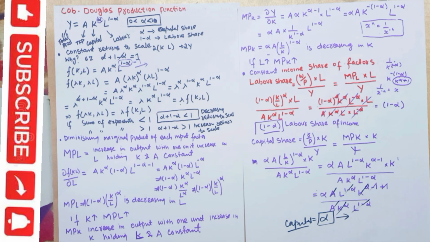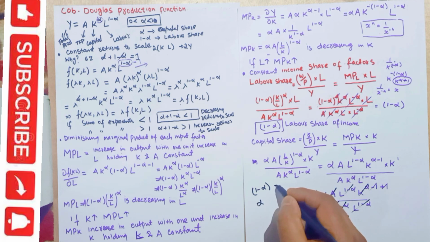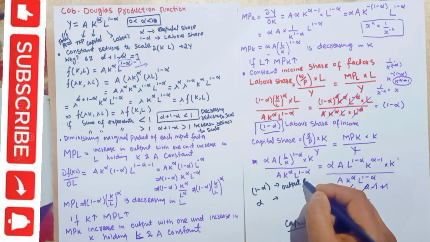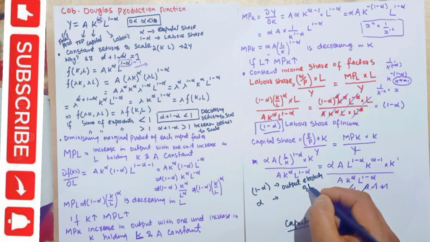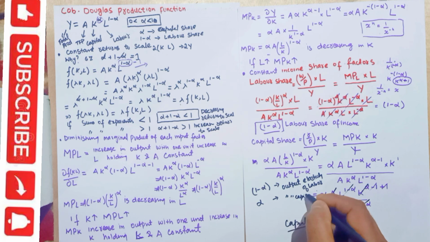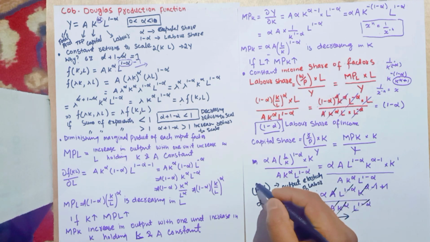So it is independent of K and L. Now there was a very important concept I was going to make clear, that is this 1 minus alpha and alpha, these are the output elasticities of labor, and this is the output elasticity of capital. Now what does this mean? This means percent change in the output with percent change in this very exponent.